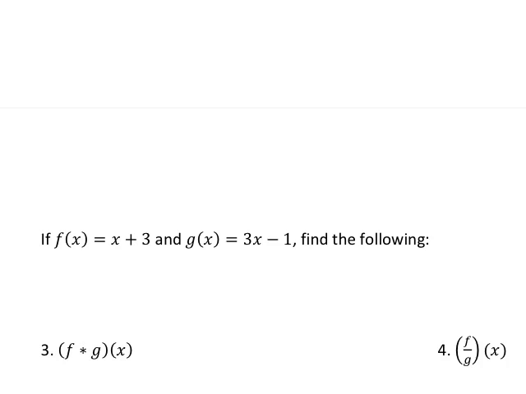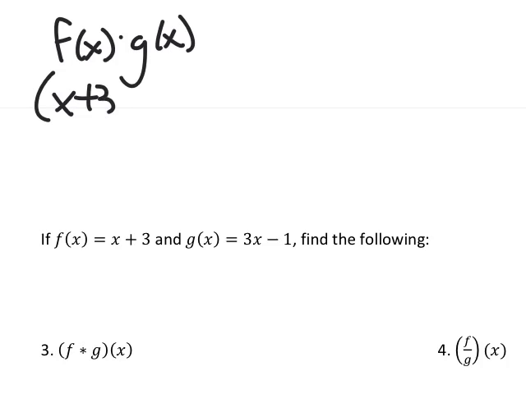Now let's take a look at 3. 3 is the same idea, except for now it's just multiplication. So f times g of x, so we're just going to take f of x, times it by g of x. And f of x is that x plus 3. And we'll multiply this using parentheses, 3x minus 1.